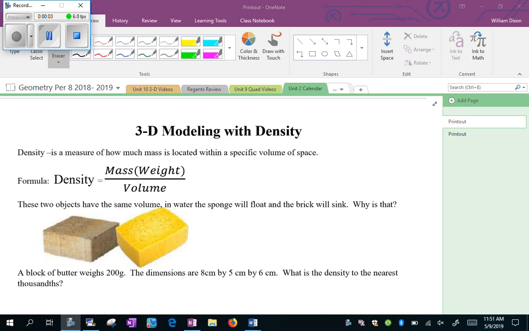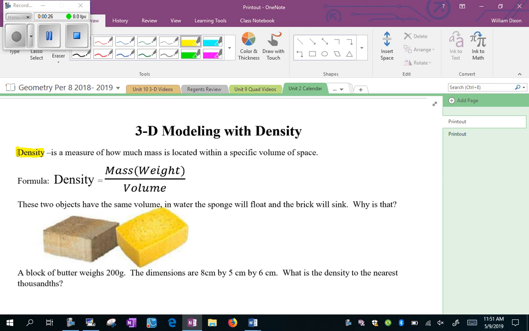Hello, today we're going to talk about 3D modeling with density. And this kind of gets in our science mixed in with our math, which I think is really cool. So if we look at our definition of density, I'm going to highlight that. Density is the measure of how much mass is located within a specific volume of space.